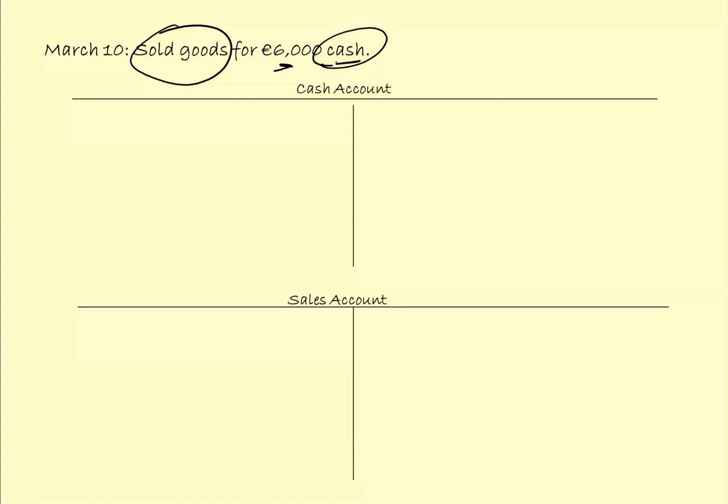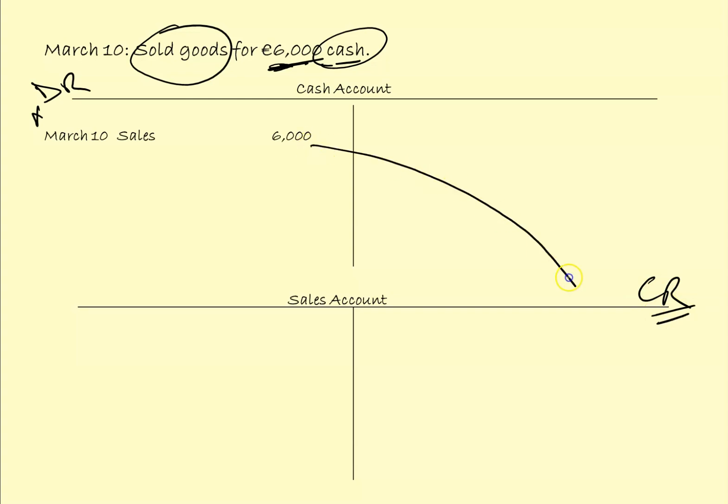Now a cash account is a bit like a bank in the sense that money coming in, you put on the debit side, money going out, you put on the credit side. So here, cash is coming in, so I'm going to write in here, March the 10th, sales 6,000. That's on my cash account. Now, sales, generally speaking, are always recorded on the credit side of the sales account. So I will be crediting this anyway. So I'll have down here, March the 10th, cash 6,000.